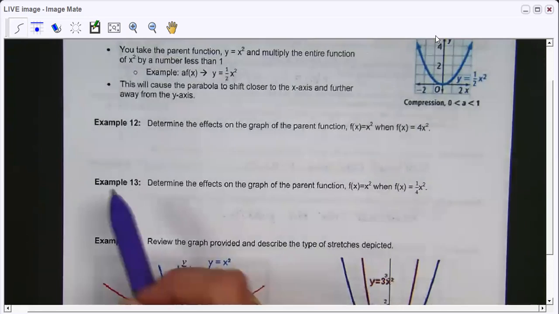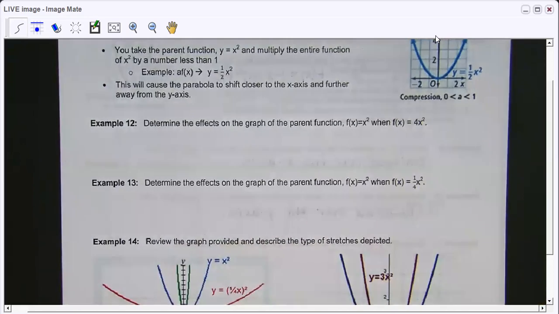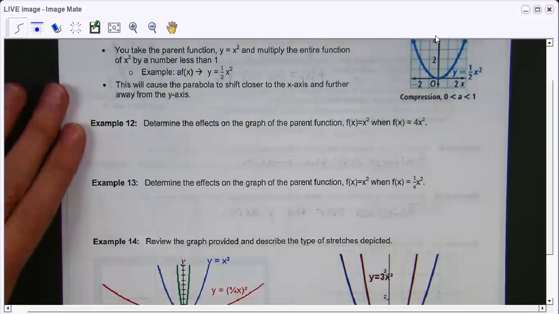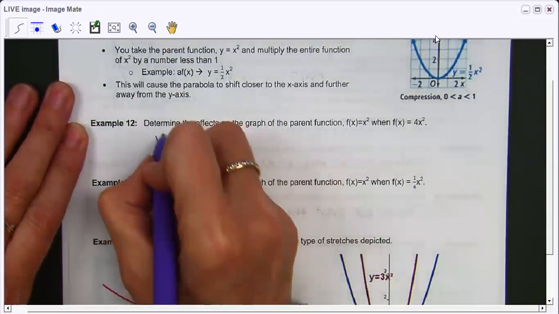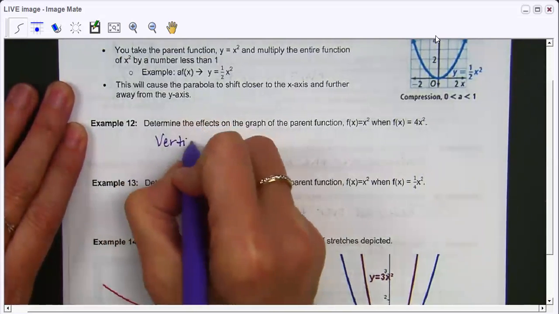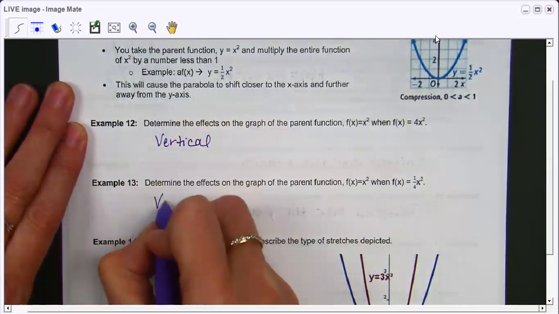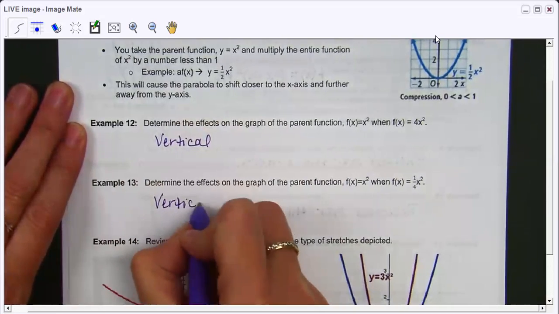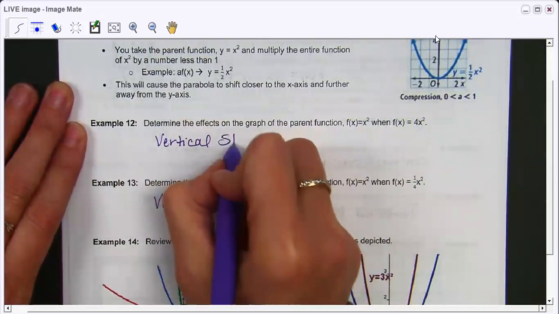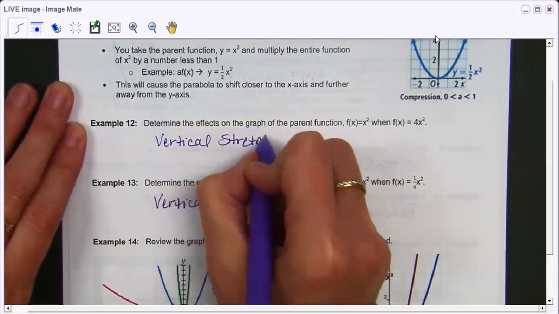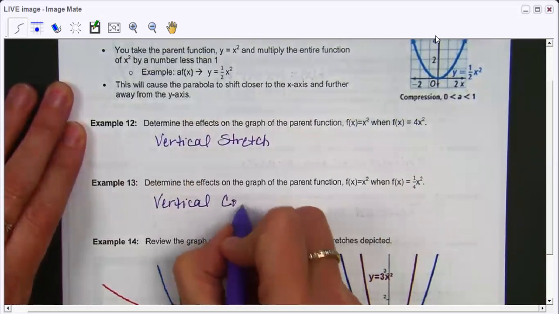So look at examples 12 and 13. I want you to determine if it is a vertical stretch or a vertical compression. Okay, somebody tell me what number 12 is. Stretch. That means this one is a vertical compression.